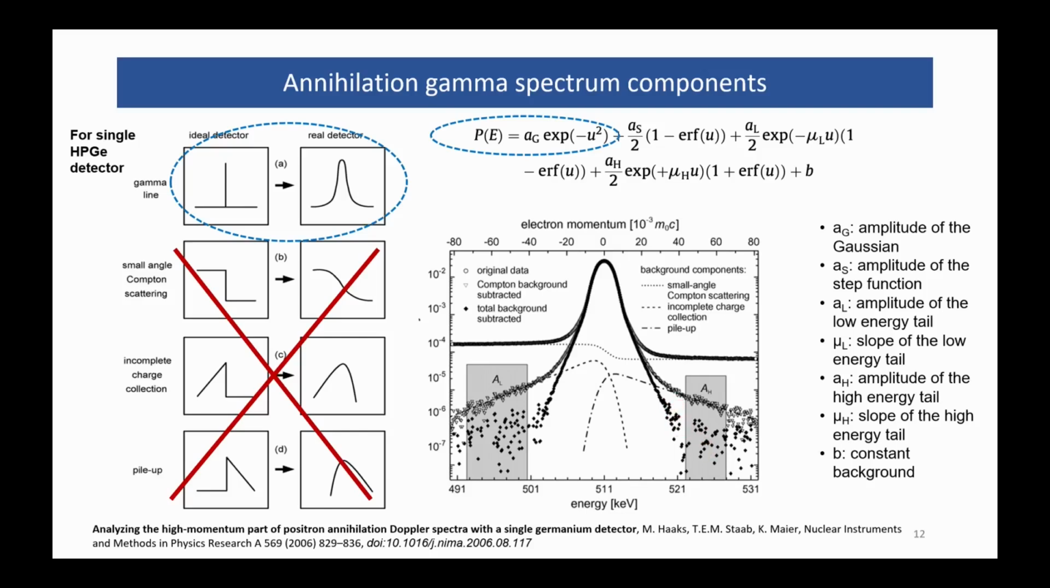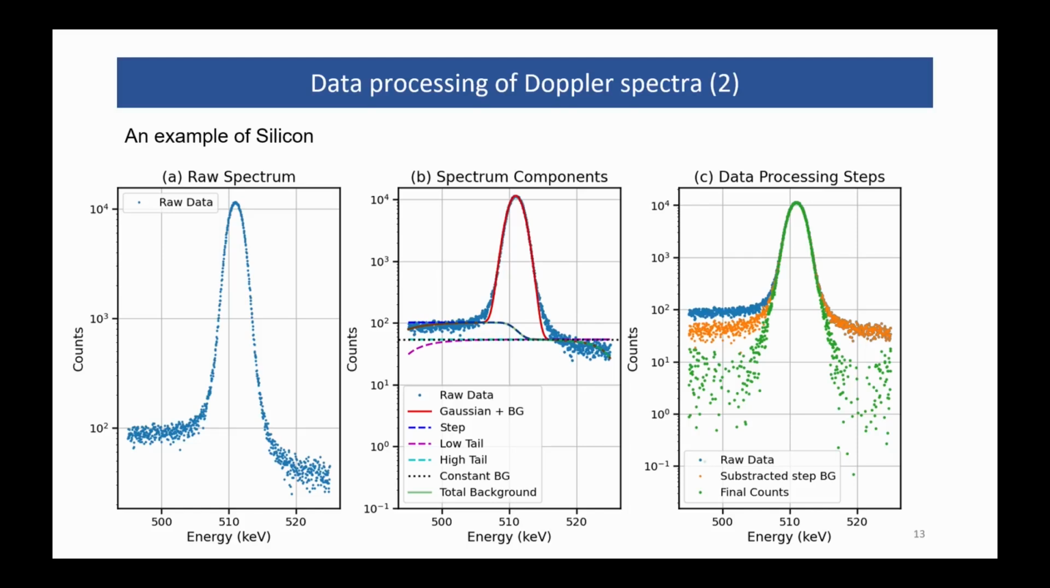We were still concerned about our material and about this method, so we tested it on silicon. This is the raw spectrum with the annihilation spectrum components. Then I subtract everything, and it becomes like this. The final count is in green. And you can see here, it is a better result compared to the raw spectrum.